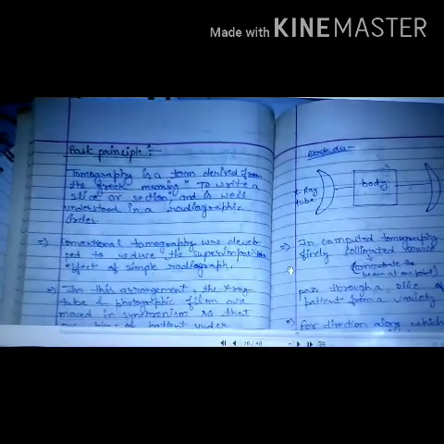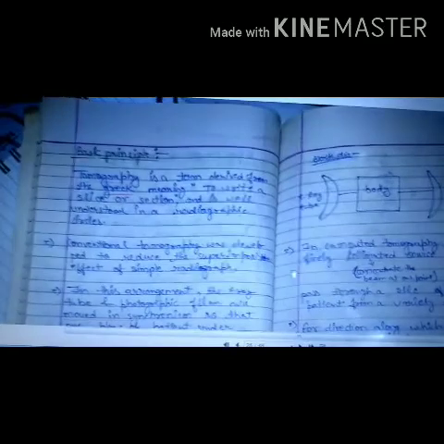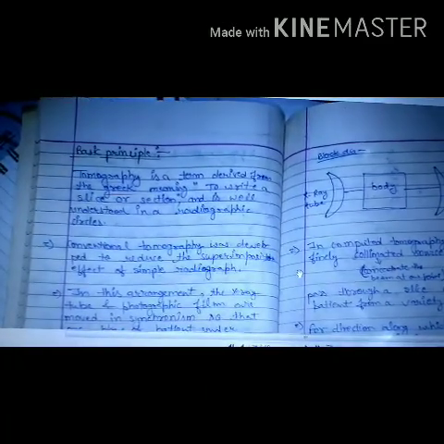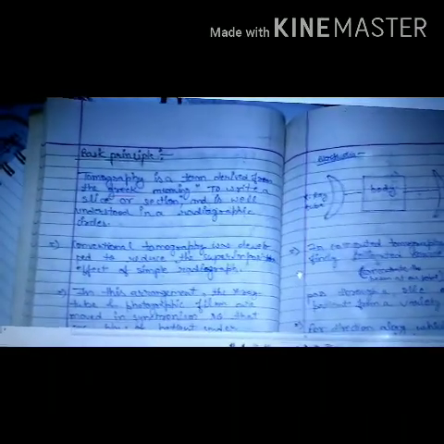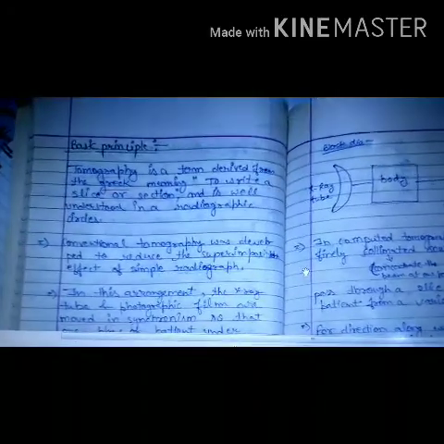But if we are doing the same thing through tomography, we can specifically focus on a particular organ like the human heart, lungs or kidney, and other organs can be blurred. So let us look at the principle that is followed for tomography.